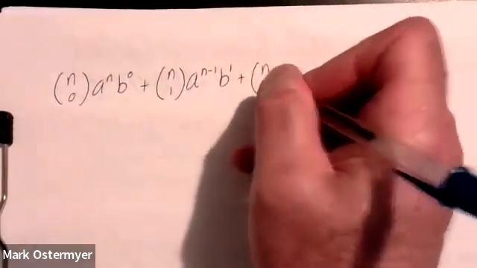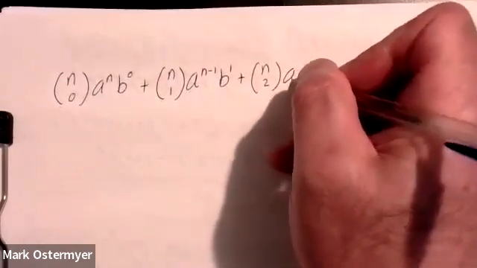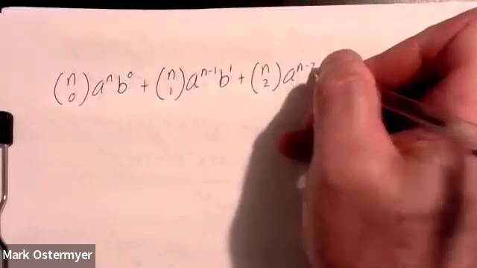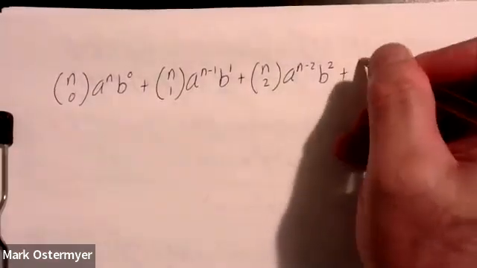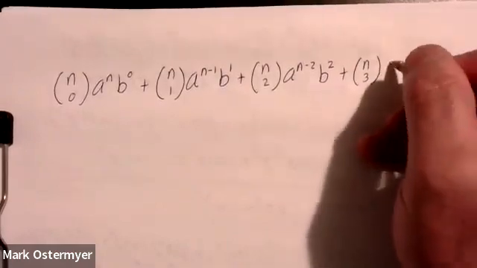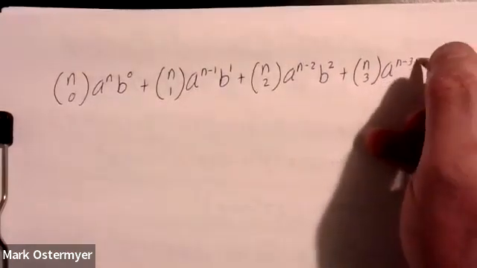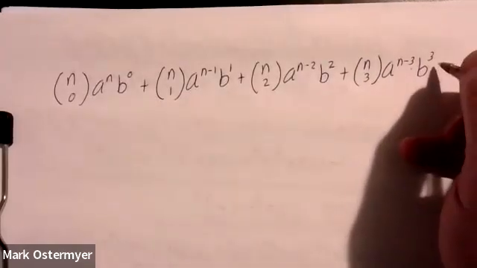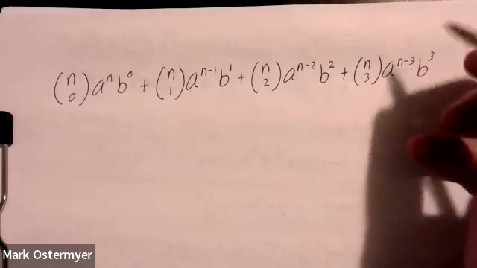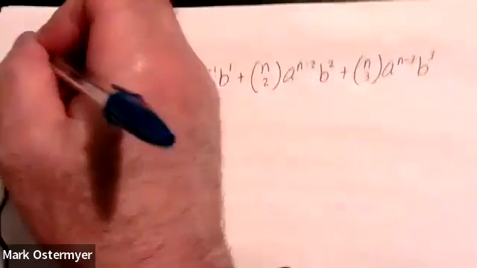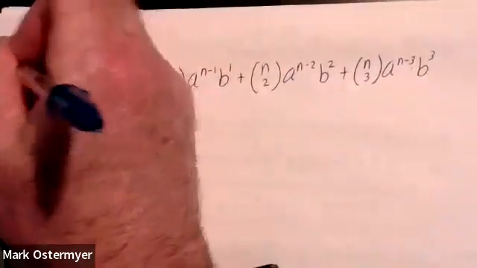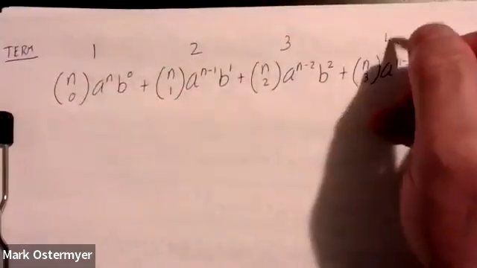Plus the next coefficient is n choose 2. First term's power decreases by 1 again, which means it has decreased by 2. Second term's power increases by 1, or has increased totally by 2. Plus n choose 3. First term's power is n minus 3. Second term's power is up to the third power. All right. Notice this is term 1, term 2, term 3, and term 4.